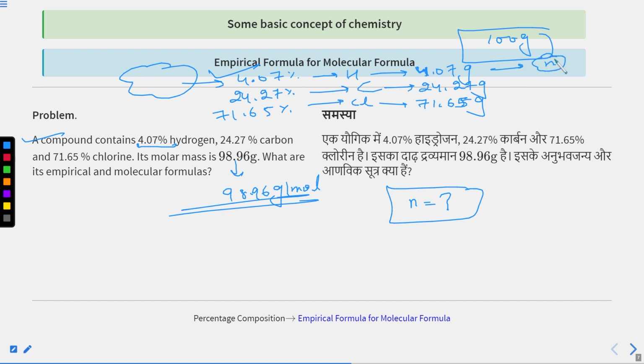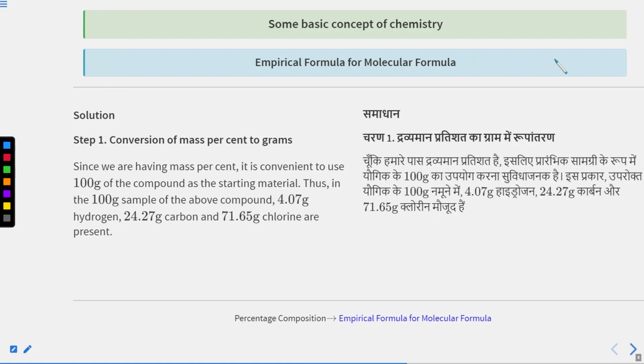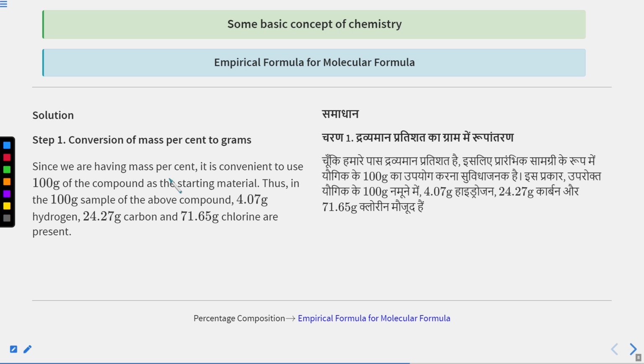If you get the number of moles, then you have to calculate the simplest ratio. With the help of this number of moles, you will get the number of atoms. So what are the steps you can see here? First of all, convert this mass percentage to gram.